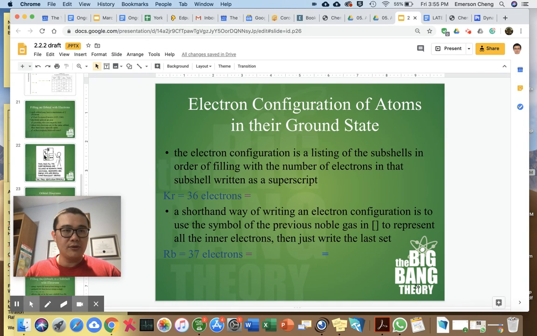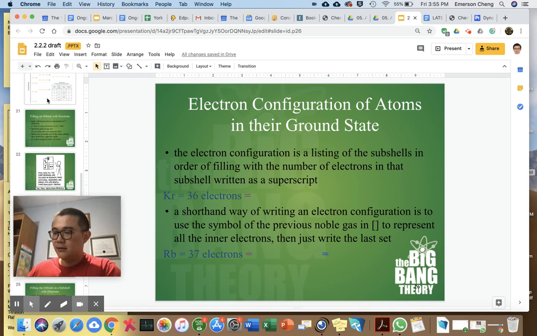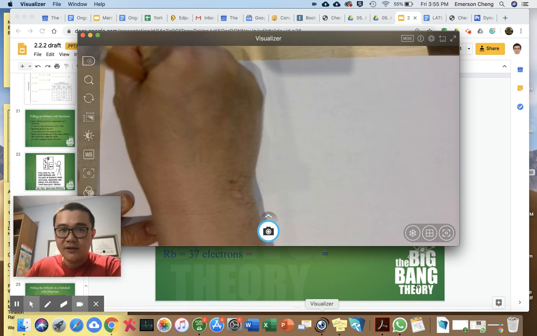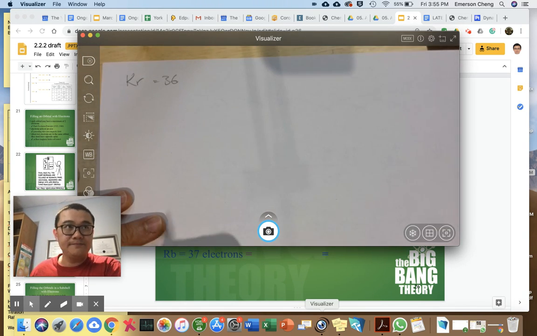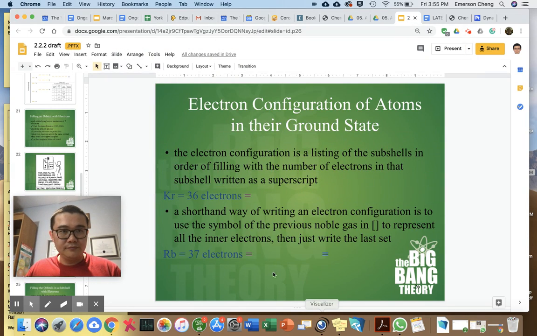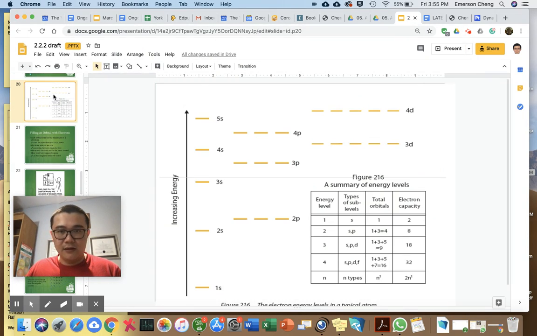So let's go with krypton. You have 36 electrons, right? I'm going to use this a lot to help us. First of all, you're going to do the 1s one because that's the lowest level.